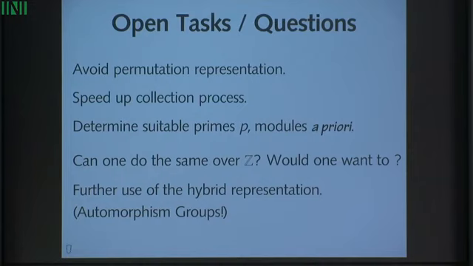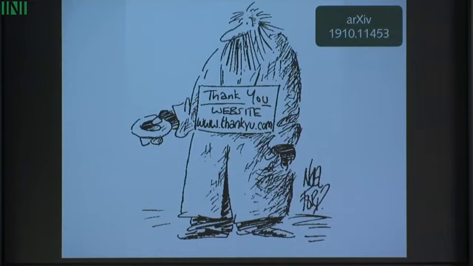Once I have this hybrid representation properly implemented and working, I should use it in other cases. For example, automorphism groups of finite groups. That would be often an obvious way of representing these. Yeah, and that's all what I have. We have a preprint, and there is a URL where you can download the code. Thank you very much.